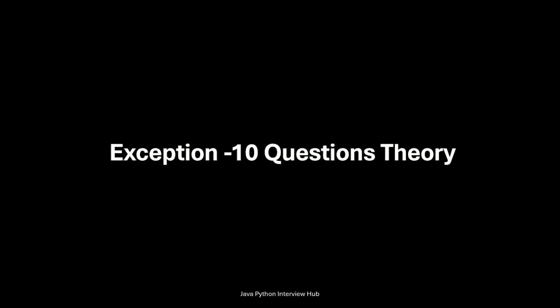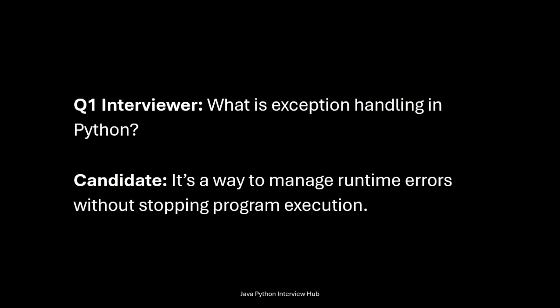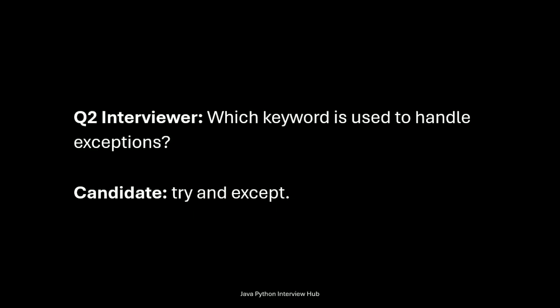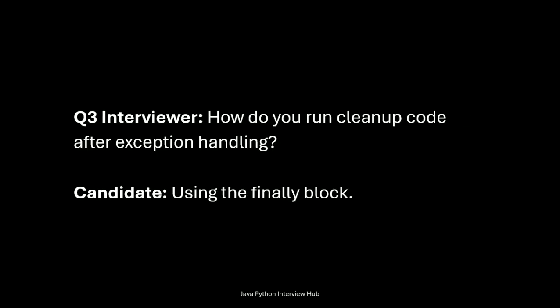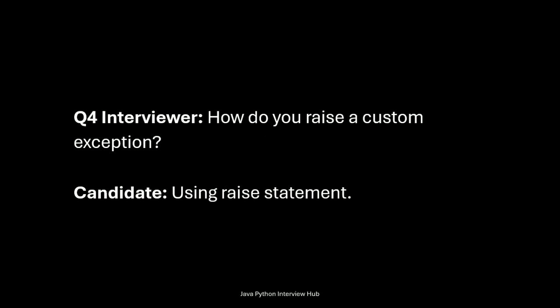Let's move to the next topic, the important one, exception. First question is, what is exception handling in Python? It's a way to manage runtime errors without stopping program execution. Which keyword is used to handle exception? Try and except. How do you run cleanup code after exception handling? By using a finally block.